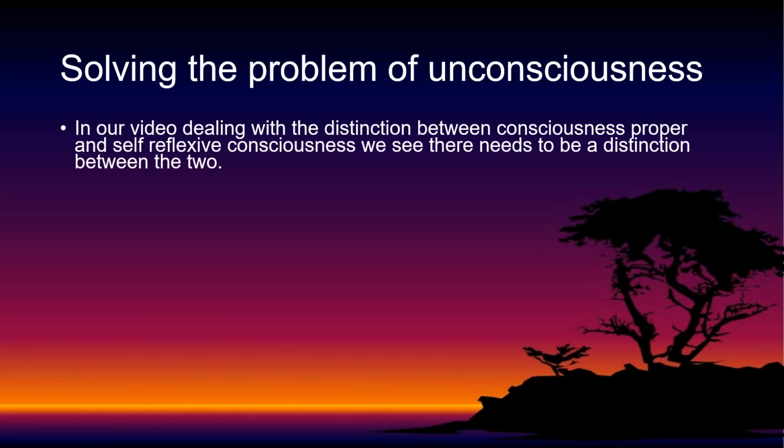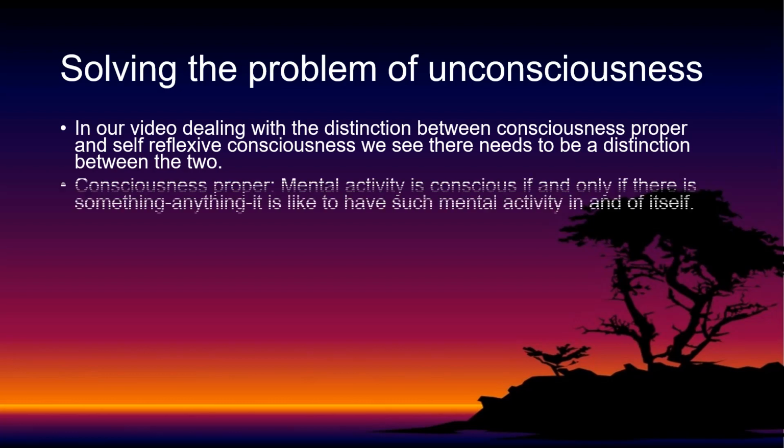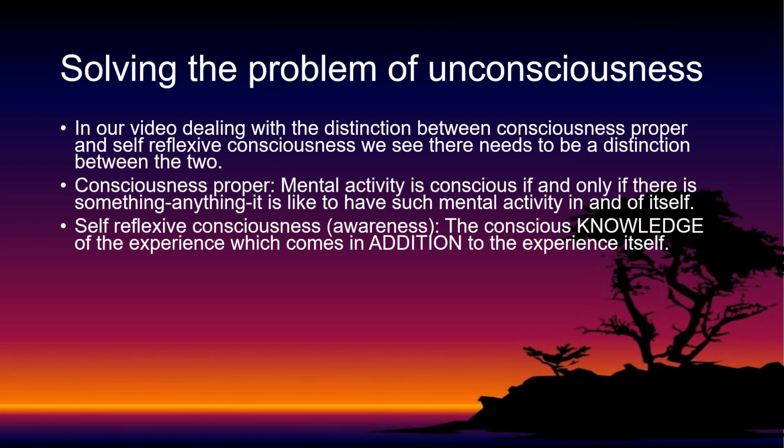In our video dealing with the distinction between consciousness proper and self-reflexive consciousness, we see there needs to be a distinction between these two things. First, consciousness proper: mental activity is conscious if and only if there is anything it is like to have such mental activity in and of itself. And so this would be the ontological primitive of reality under idealism. Then the second definition would be self-reflexive consciousness or awareness, and this is the conscious knowledge of the experience which comes in addition to the experience itself.